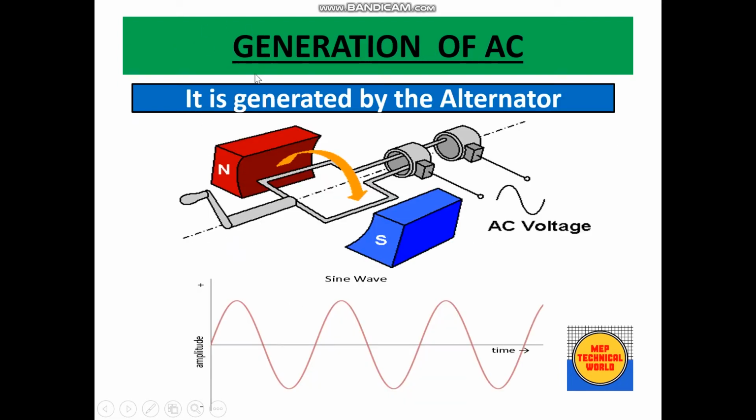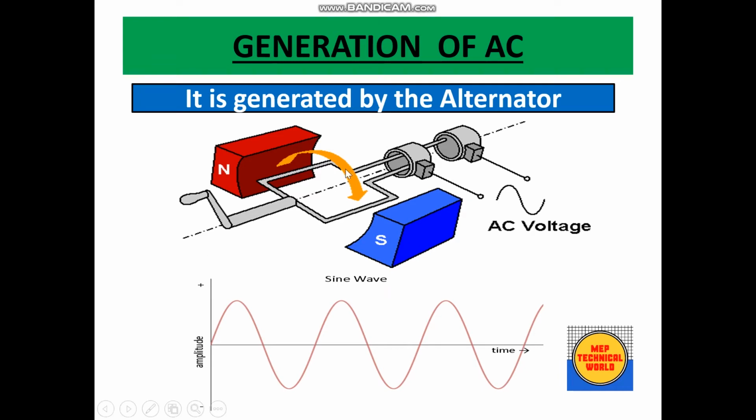Now let's discuss the generation of AC. Basically it is generated by the alternator. The basic principle of AC generation is rotating a coil inside a uniform magnetic field at constant speed, which produces AC at the output terminal of the alternator or AC generator.